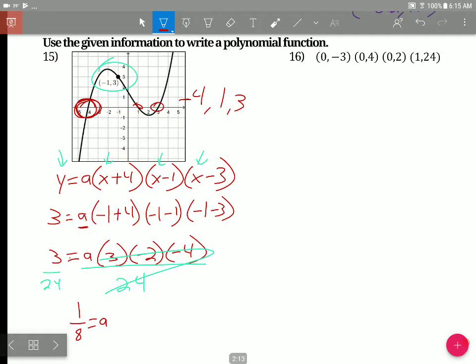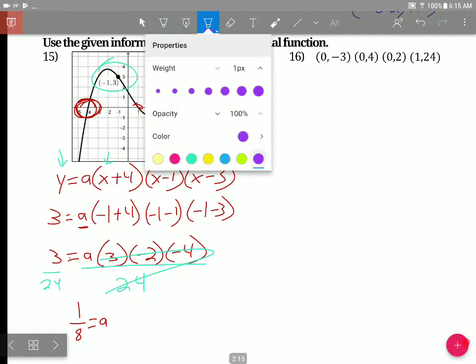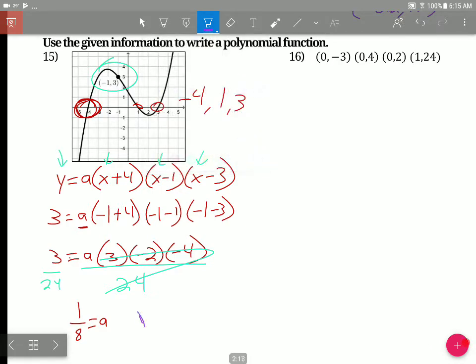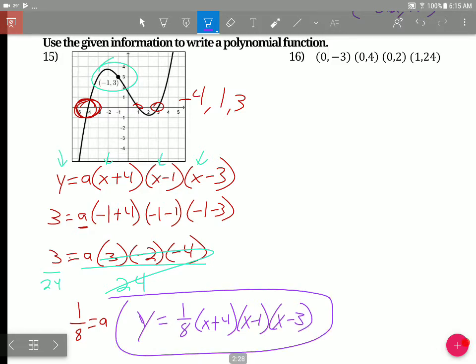So, your final equation is y equals 1/8 times x plus 4, x minus 1, x minus 3. That's your equation.